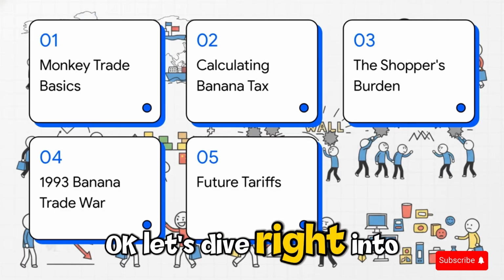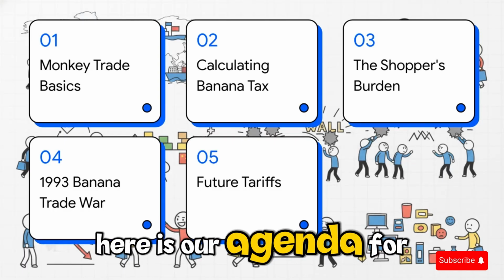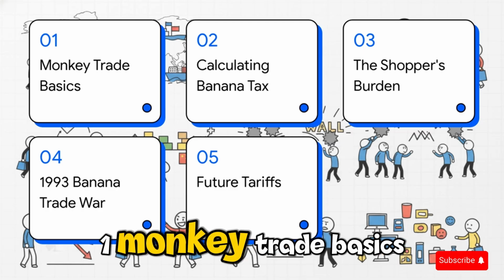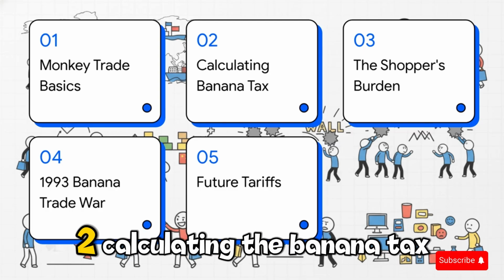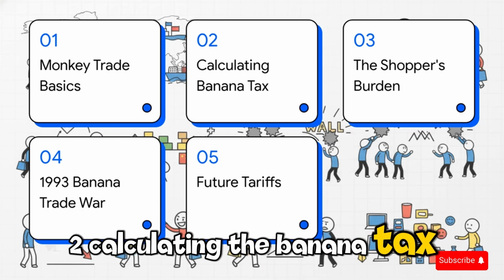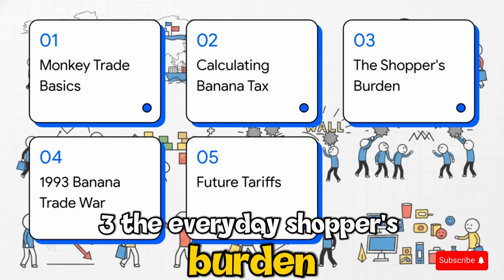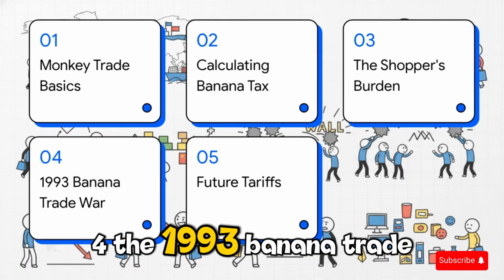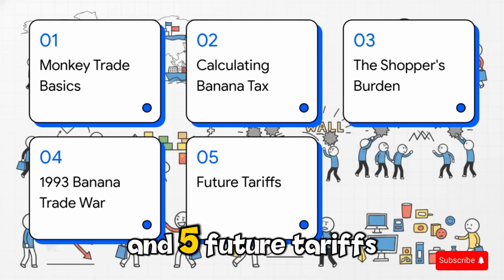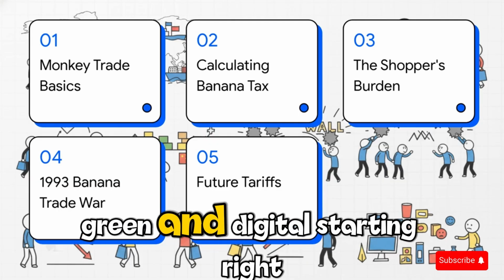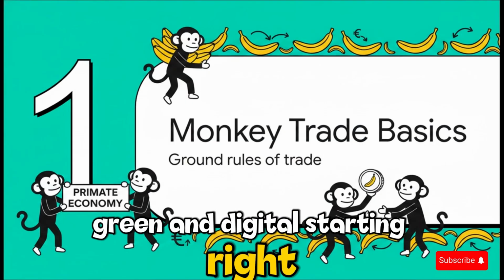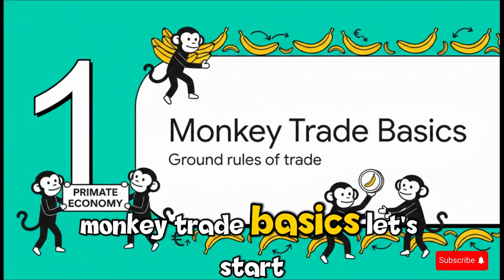Okay, let's dive right into this. Here is our agenda for today. 1. Monkey trade basics. 2. Calculating the banana tax. 3. The everyday shopper's burden. 4. The 1993 banana trade war. And 5. Future tariffs, green and digital. Starting right off with Section 1, Monkey Trade Basics.